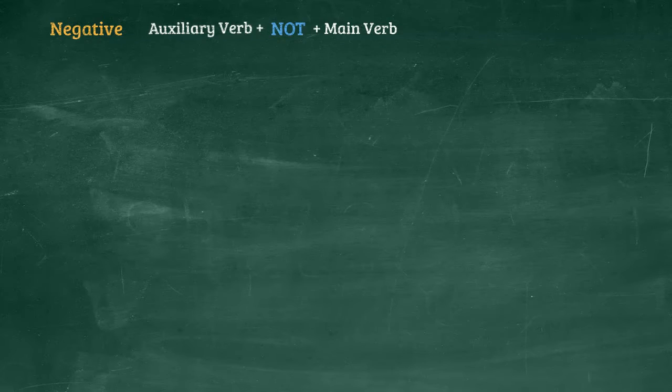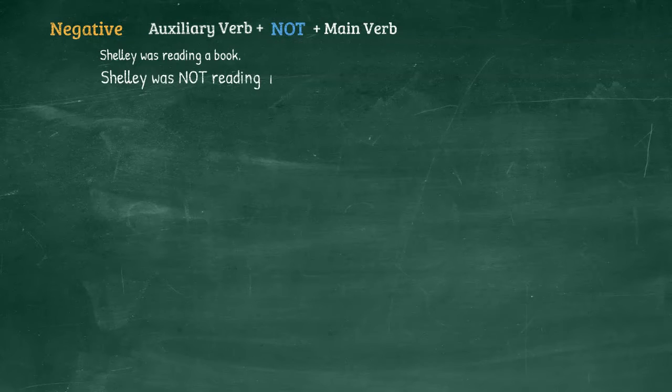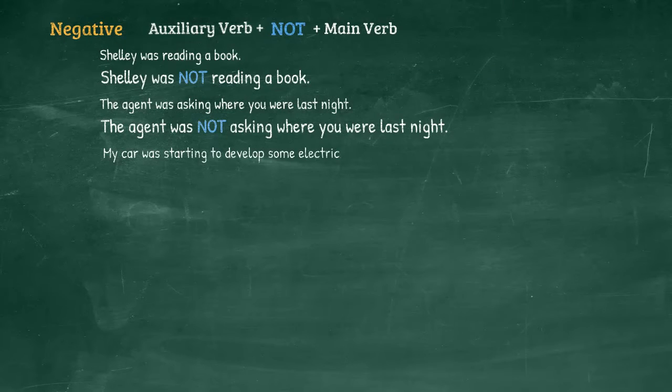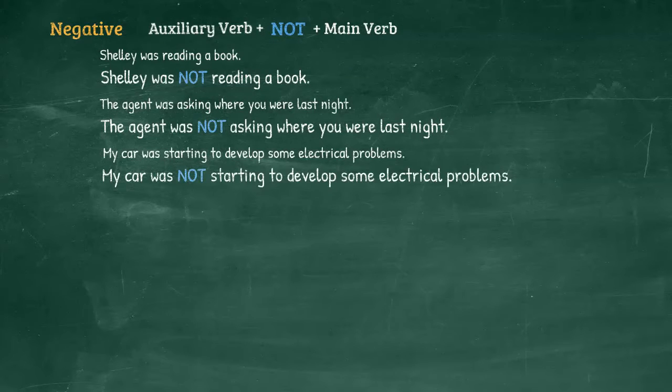Also, just as we discussed in the present progressive, the negative sentences work the same way. We just need to put not between the auxiliary verb and the main verb. So if the affirmative sentence is Shelley was reading a book, the negative would be Shelley was not reading a book. Or the agent was asking where you were last night. In the negative, the agent was not asking where you were last night. My car was starting to develop some electrical problems becomes my car was not starting to develop some electrical problems.